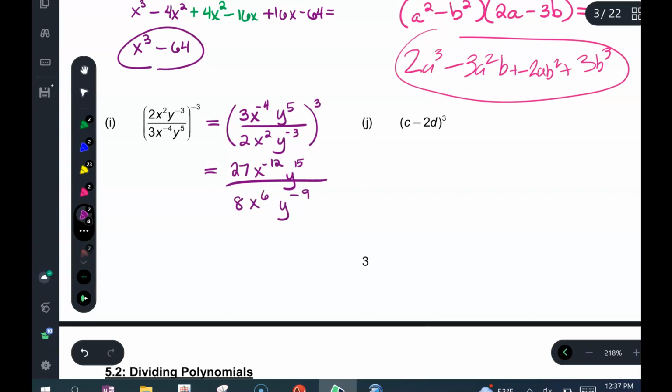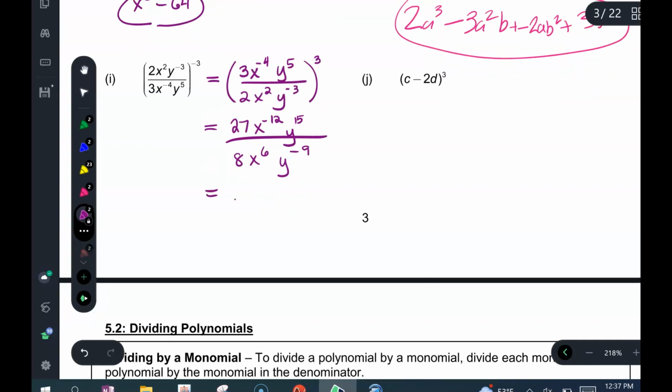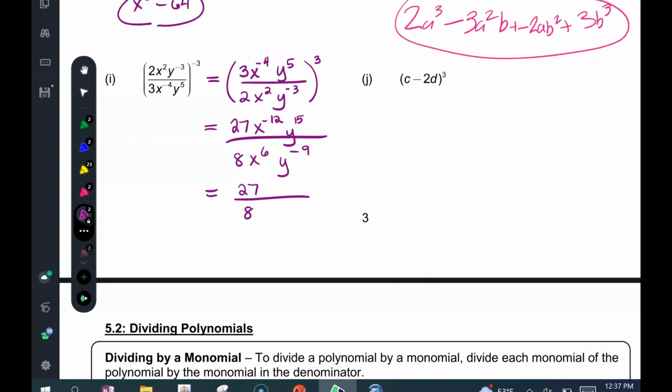Okay, 3 to the third is 27. Multiply these, negative 12, multiply these, 15. 2 to the third. Just remember with the coefficients, you have to raise them to the powers. X to the 6 and then y to the negative 9. Okay, now we're going to subtract the exponents. I'm going to leave the 27 and the 8 where they are. You can't simplify those anyway.